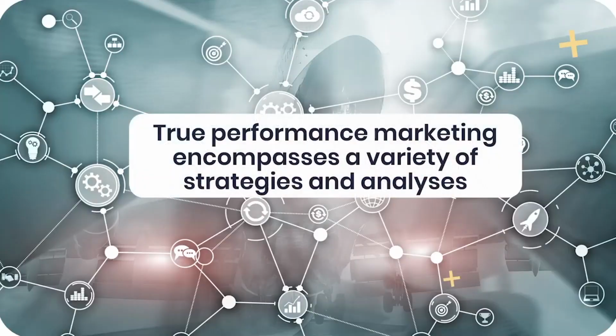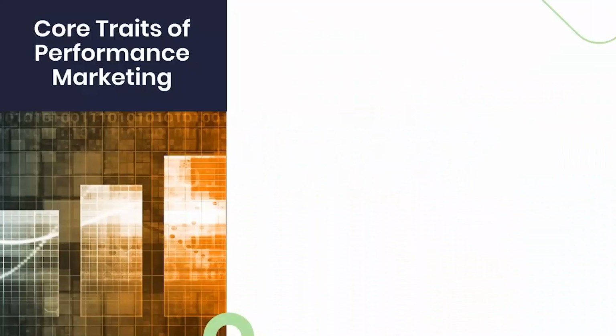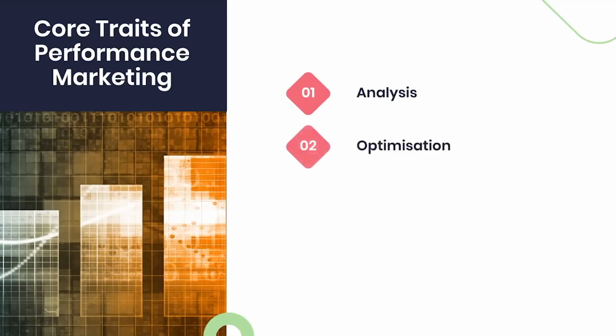True performance marketing encompasses a variety of strategies and analytics. It's not just about setting an automated target and then leaving it running. There are some core traits of performance marketing, namely analysis, of course, and whatever means of information you have available. Then optimization, incredibly important because you're optimizing for better performance based on your analysis. Communication. Oh gosh, communication has to be one of the most effective things that we consider in our strategy. And it's effective across all channels, and it needs to be. Otherwise, there is no point in our efforts.